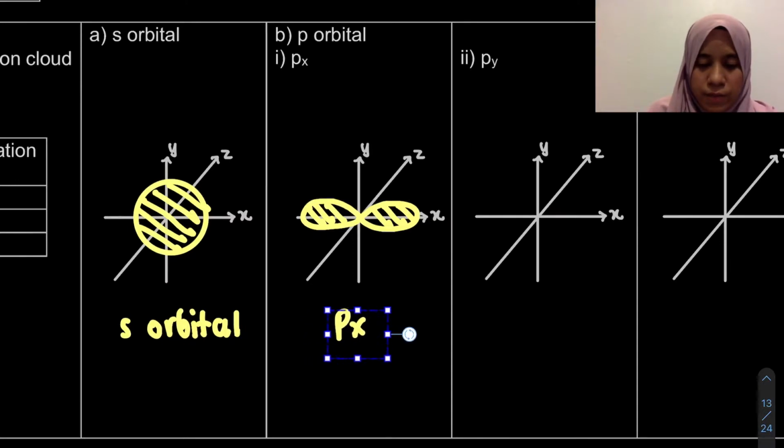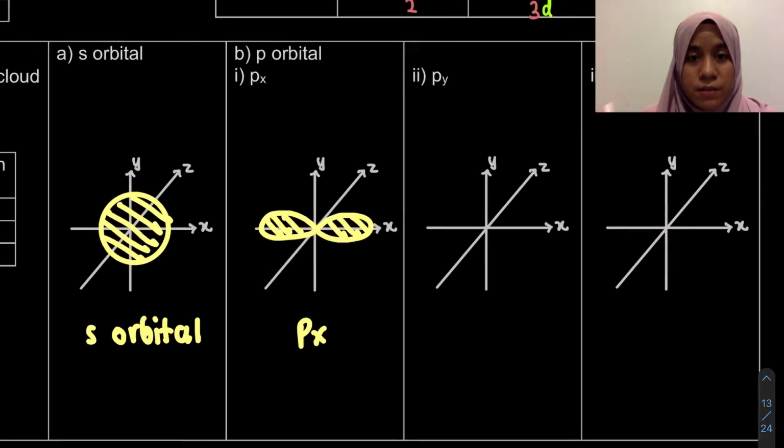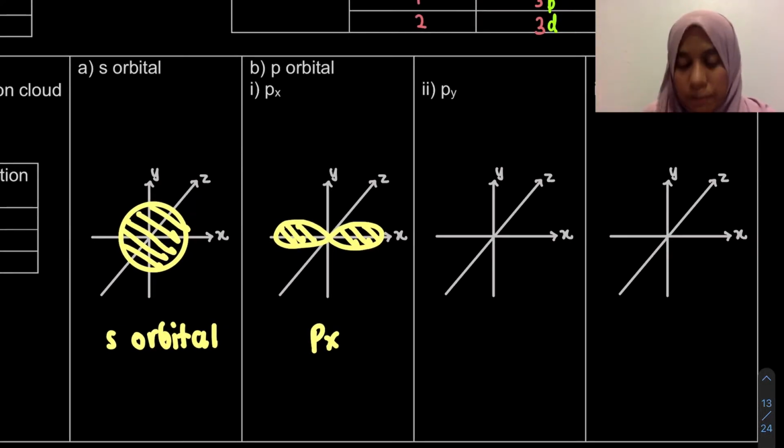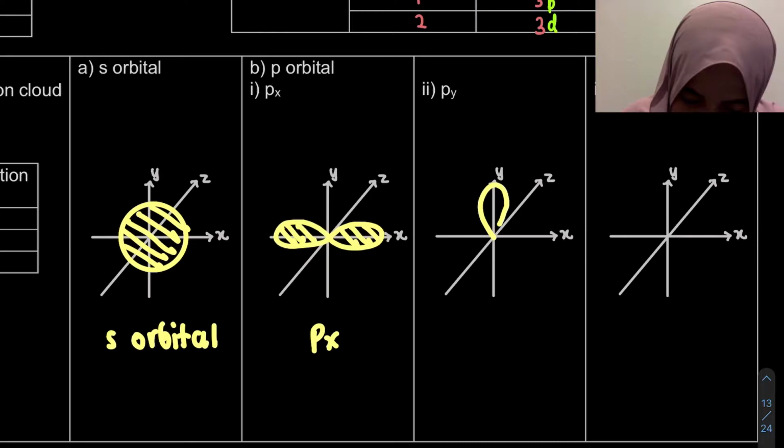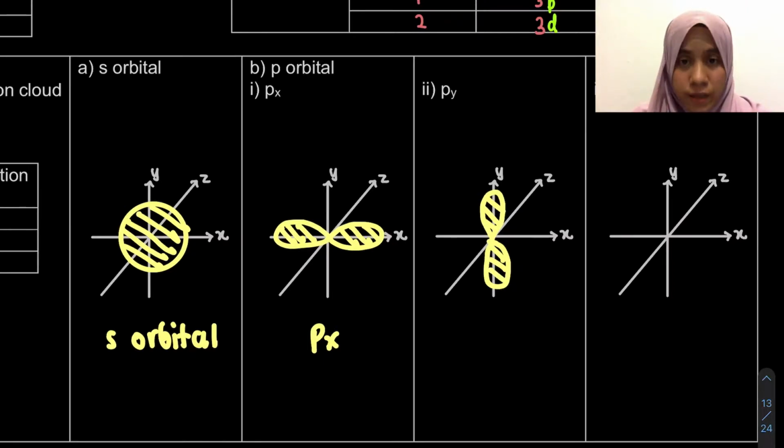Label it px, or px orbital is fine too. Then it's py. It's still the same dumbbell shape, but this time around, on the y-axis. So here is my y-axis. If you don't want to follow my axis, you just have to make sure where x, y, and z are. Any arrangement is fine, but make sure your shape is on that correct, specific axis.